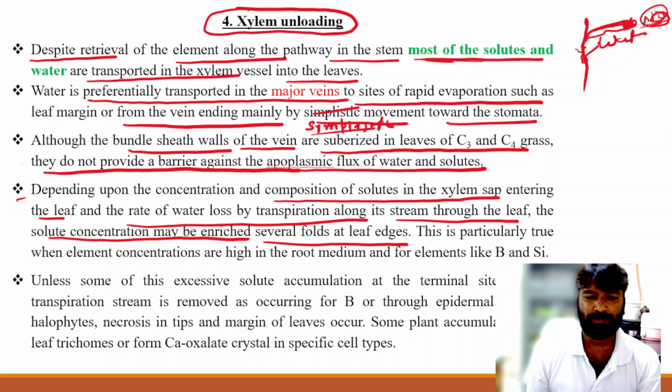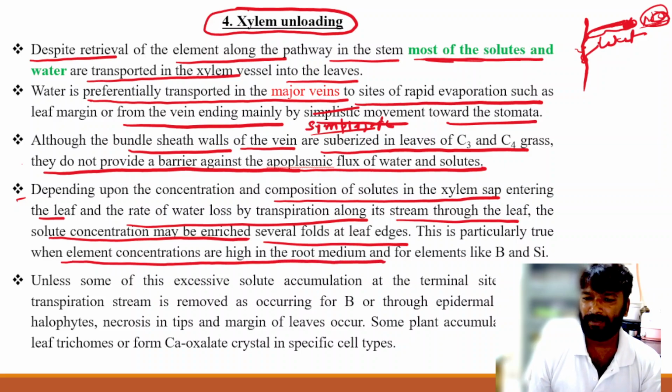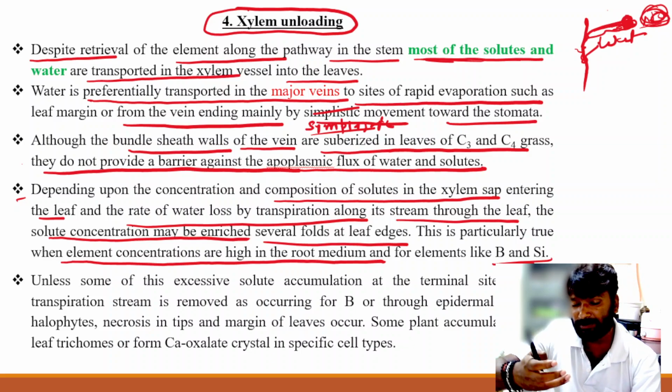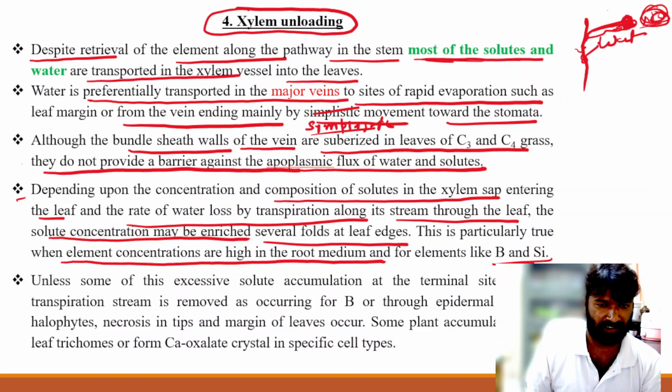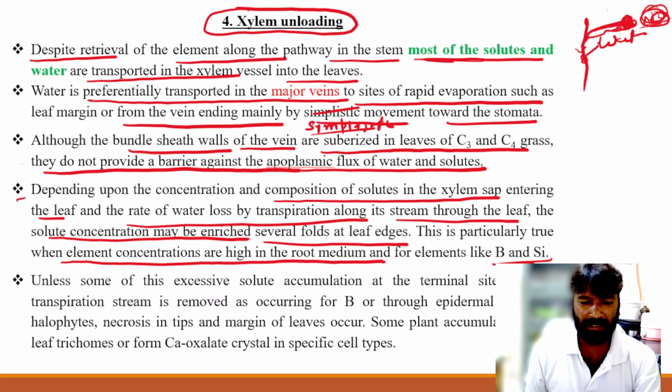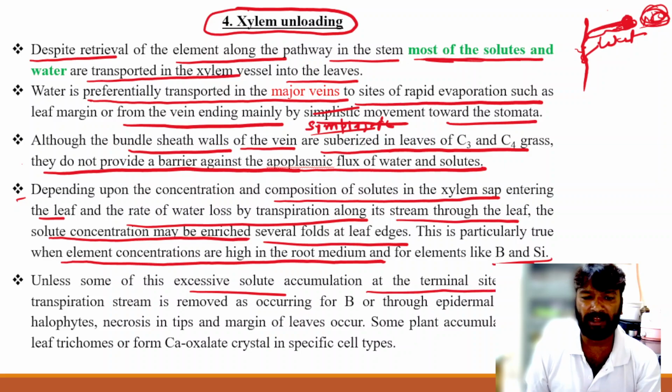Okay, this is particularly true when element concentration is high in the root medium, like boron and silicon. So they will accumulate at high levels at the leaf edges if some nutrients are transported in high concentration, unless some of this excessive solute accumulation at the terminal site of the transpiration stream is removed, as occurs for boron or through the epidermal glands.